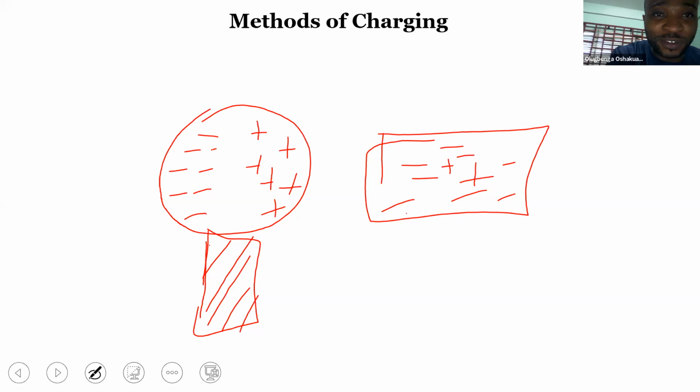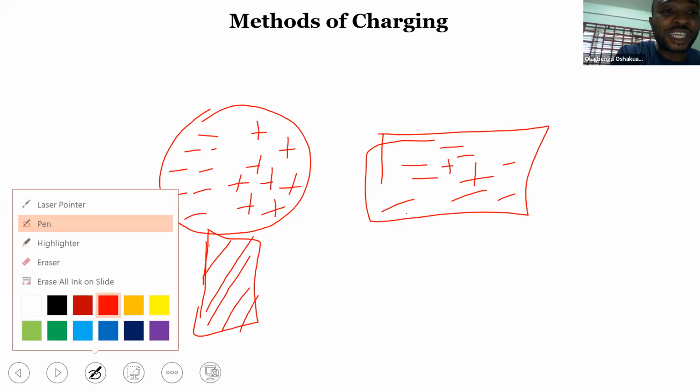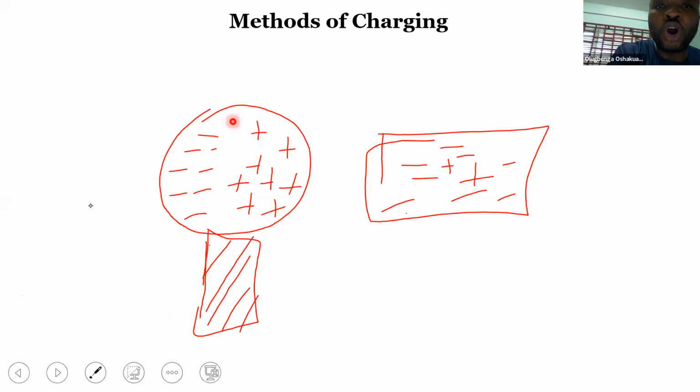Because negative charges in this neutral sphere will be repelled by the negatively charged body that is approaching, and they will move to the other end of the sphere, leaving the right-hand side of the sphere to be positive.